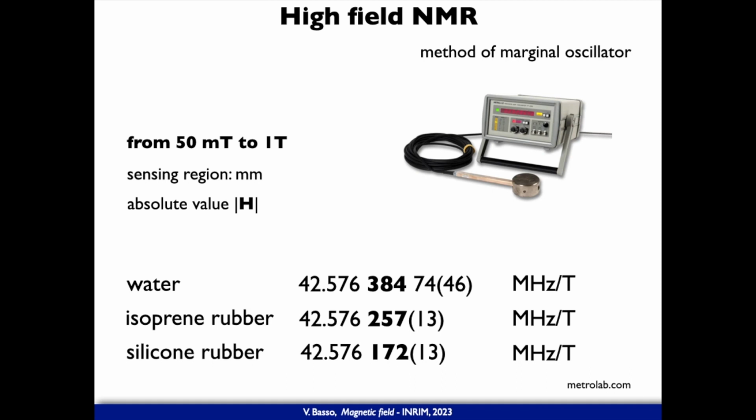So isoprene rubber, silicone rubber, as we have said before, the bonding between atoms, a hydrogen atom and something else, gives small changes in the precession frequency. These are the changes. But these are traceable, against the water, and water is against the standard solenoid at NIST.